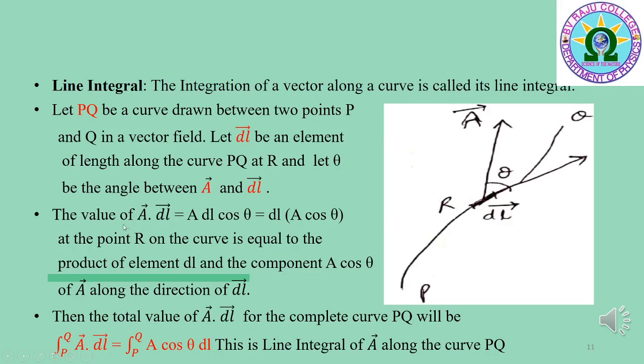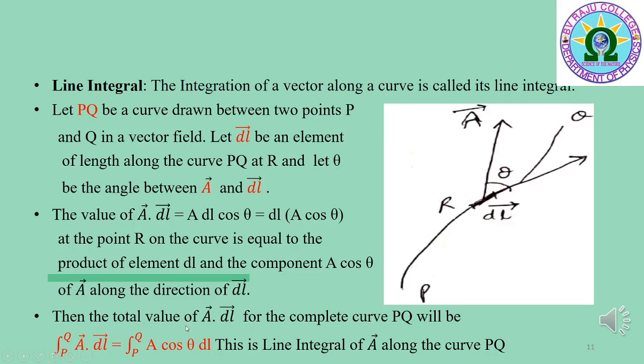Now, the value of A bar dot dl bar, that is the dot product of vector field A bar and element dl bar, is equal to A dl cos theta, that is equal to dl into A cos theta at the point R on the curve, which is equal to the product of element dl and the component A cos theta of A bar along the direction of dl bar.